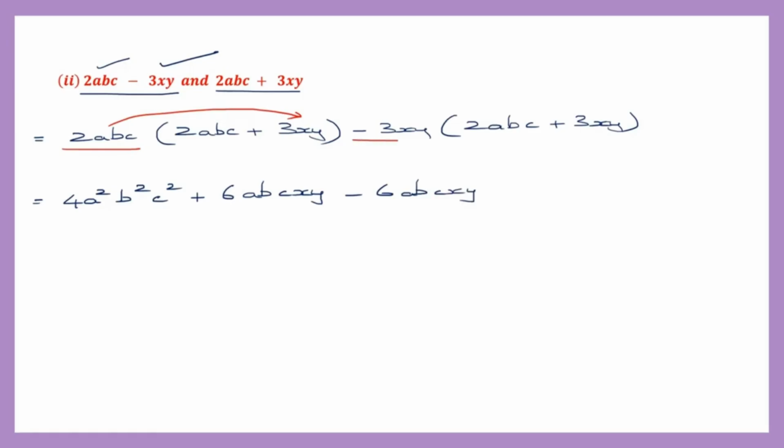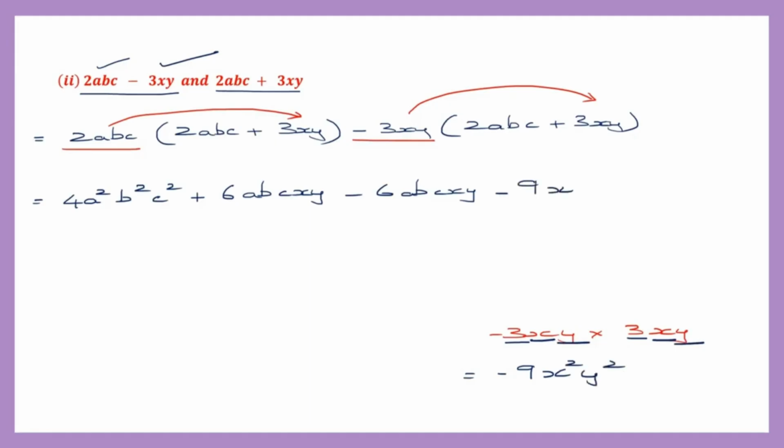Now we are going to multiply minus 3xy into plus 3xy. So the sign will be minus into plus is minus. Multiply the numbers, 3 3s are 9. X into x is x square. Y into y is y square. So what do we have? Minus 9 x square y square.